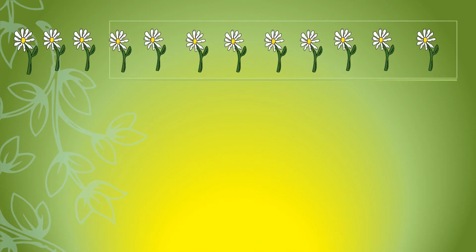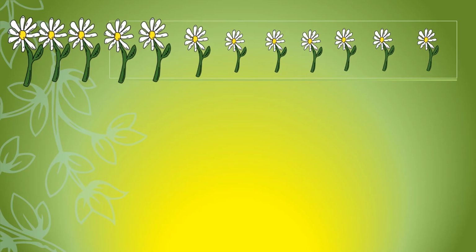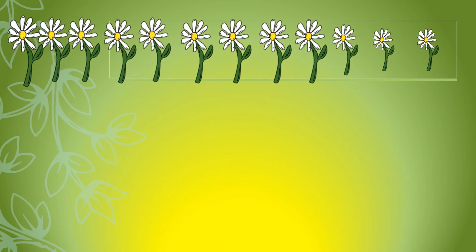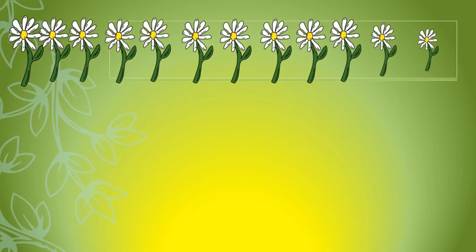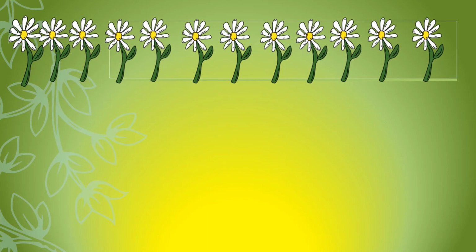Here you can see that the flowers are arranged in a single row. Let's count the flowers. 1, 2, 3, 4, 5, 6, 7, 8, 9, 10, 11 and 12. Okay, so there are 12 flowers in one single row.